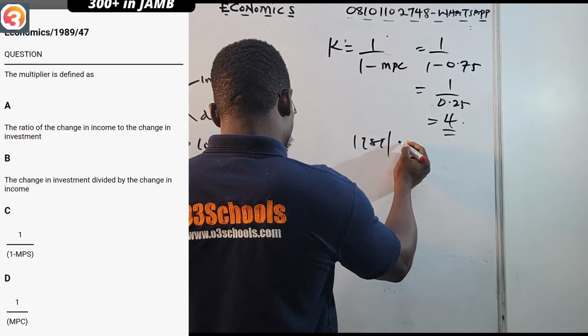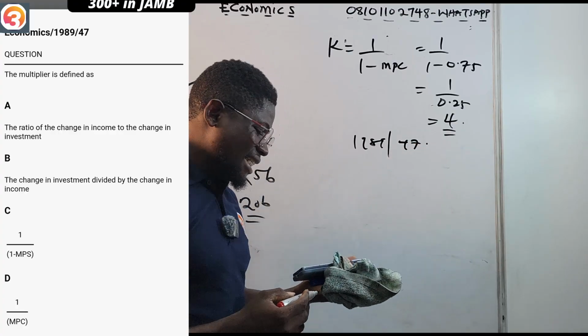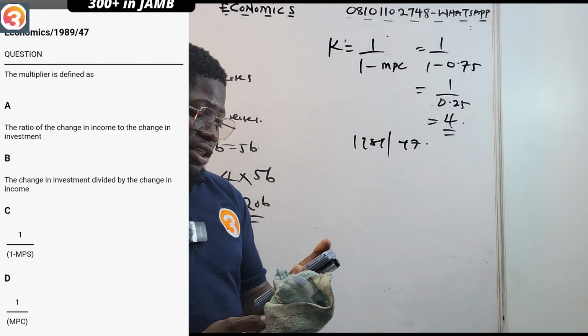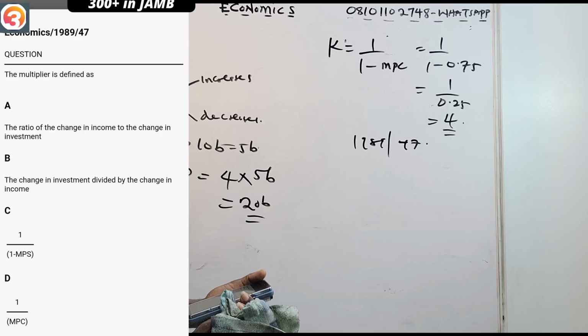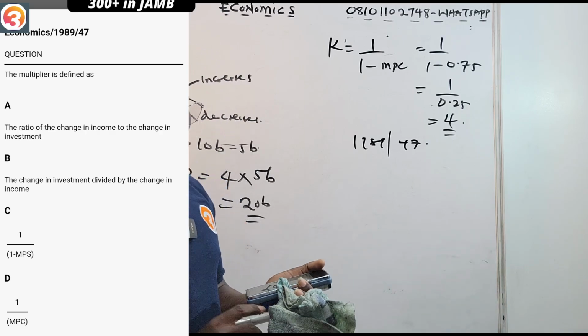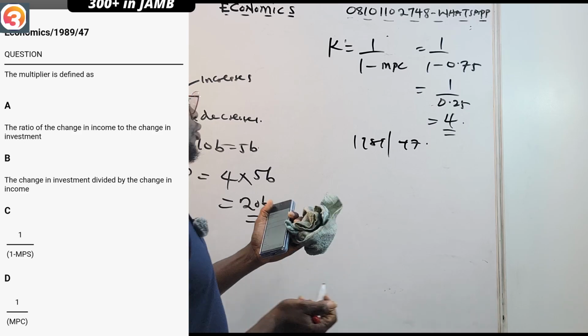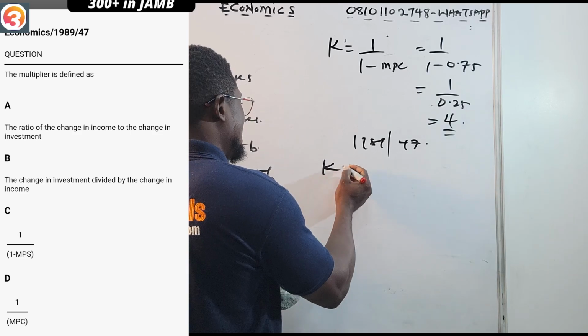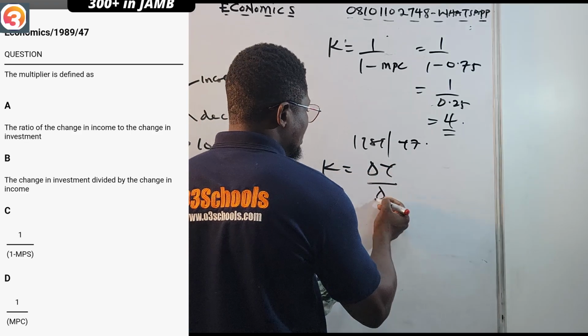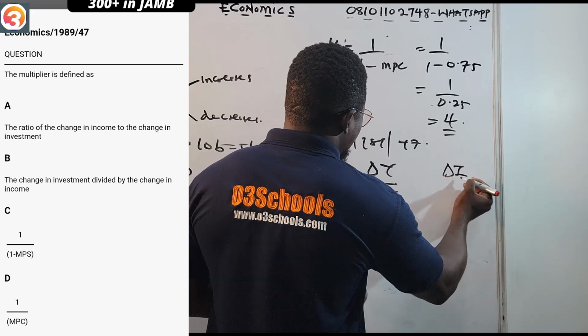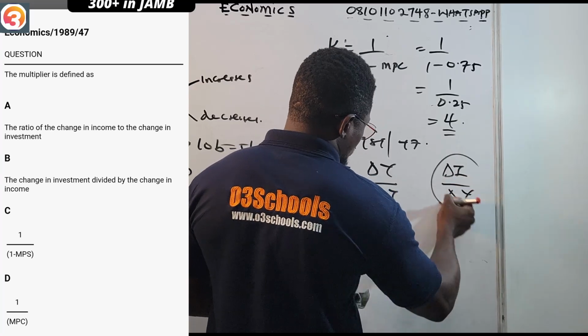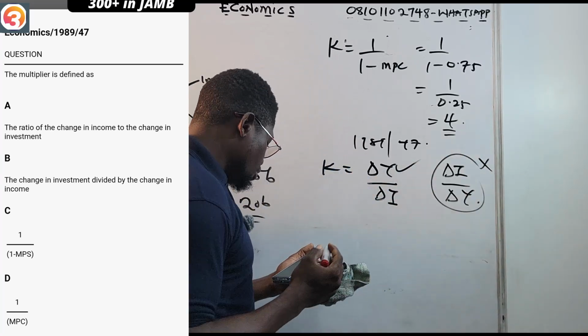1989, number 47. It says the multiplier is defined as the ratio of change in income to change in investment. Option A is obviously correct. B says change in investment divided by change in income. No, our multiplier K is change in income over change in investment, not the other way round. So option B is wrong.